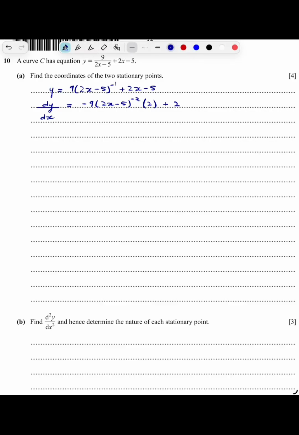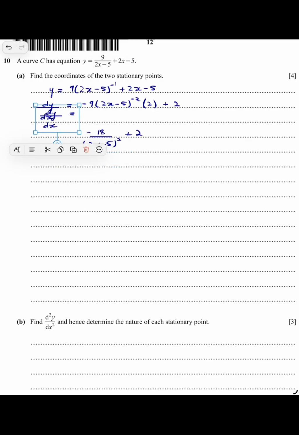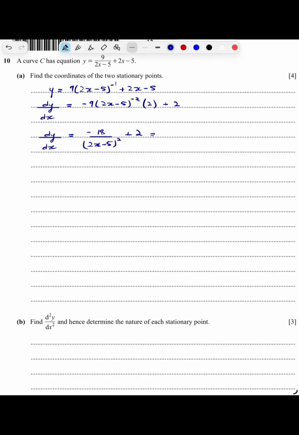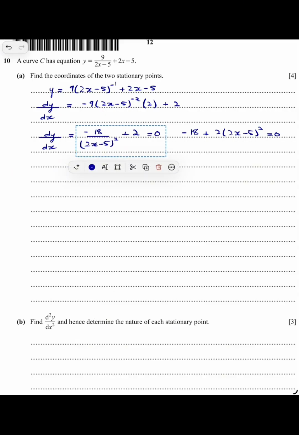Okay, we have to put it equal to 0. So this becomes -18/(2x - 5)^2 + 2, and I want to put this expression equal to 0. So this is the derivative, I'm putting it equal to 0. I'll get -18 + 2 multiplied by (2x - 5)^2, and then the denominator, we will cross multiply with 0, then that will just become 0.